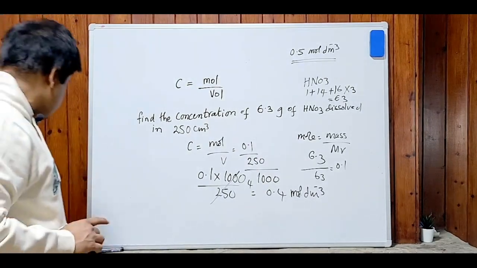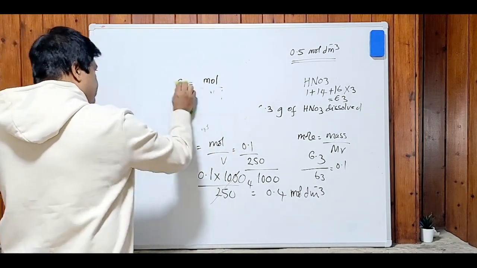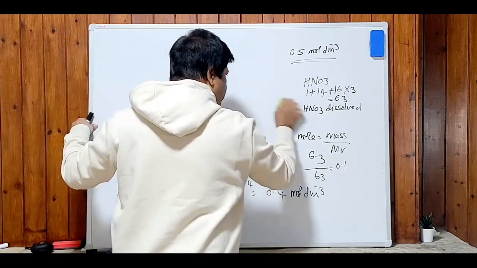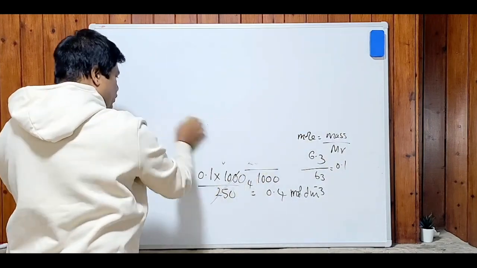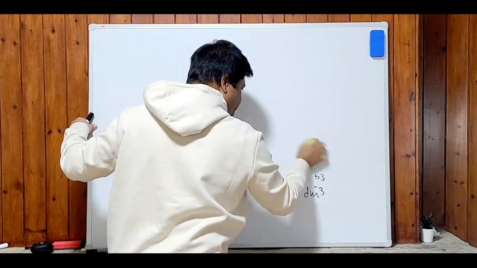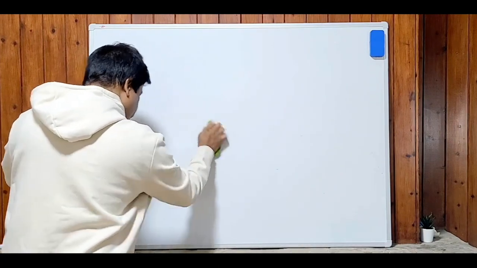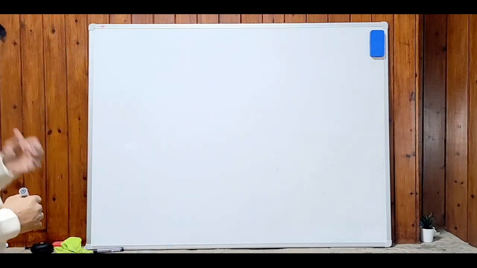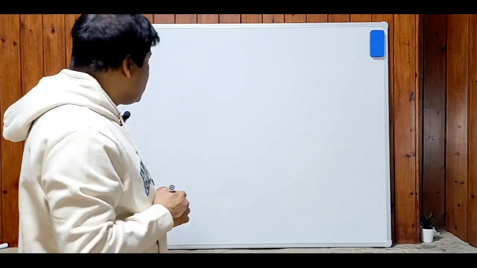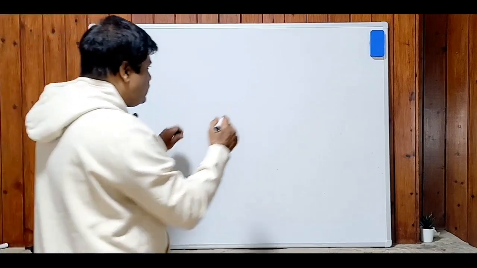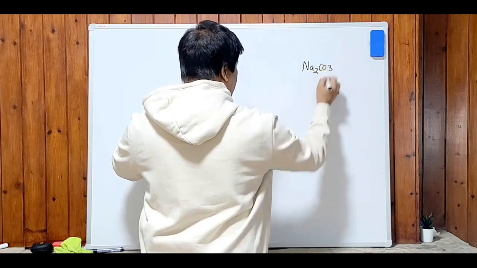I want to give you one more question. Now, write down one more question. What's the chemical formula of sodium carbonate, guys? Anyone? Don't worry about the formula. I will teach you how to write the formula. Na2CO3.